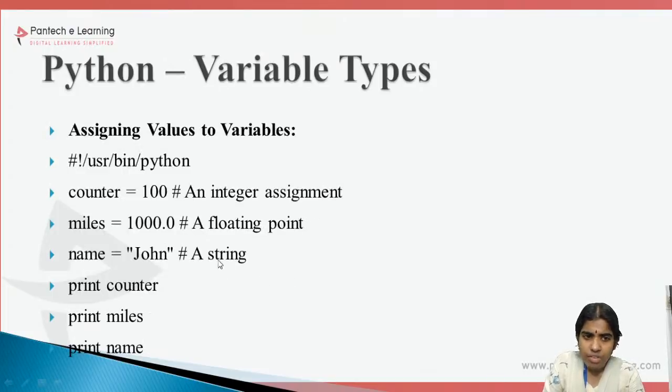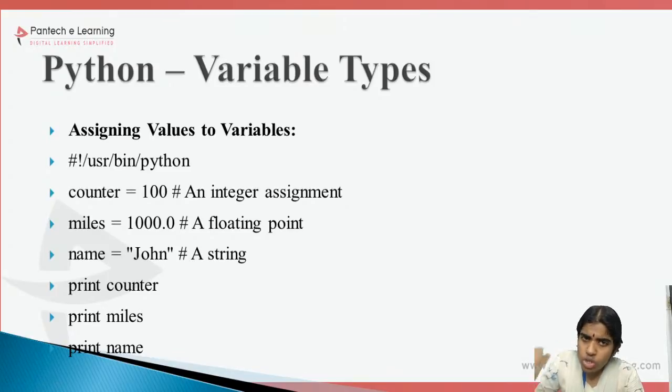Majorly we have different types of variables. For example, I have an integer type. If I want to store whole number values, I have to go for integer type. If I want to store decimal point values, I have to go for floating point type. If I want to store string values, I have to enclose them within double quotes, so I go for string data type. All these are the different types of variables available in Python.